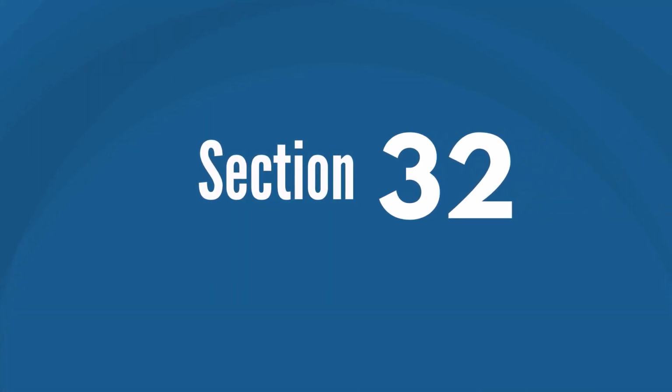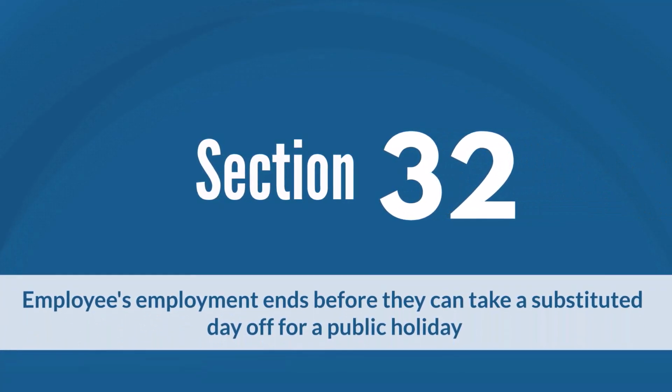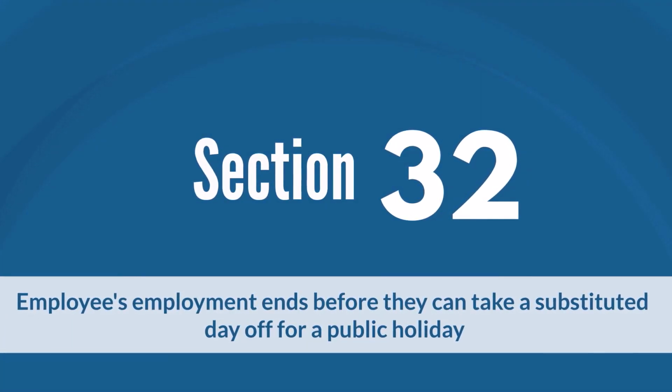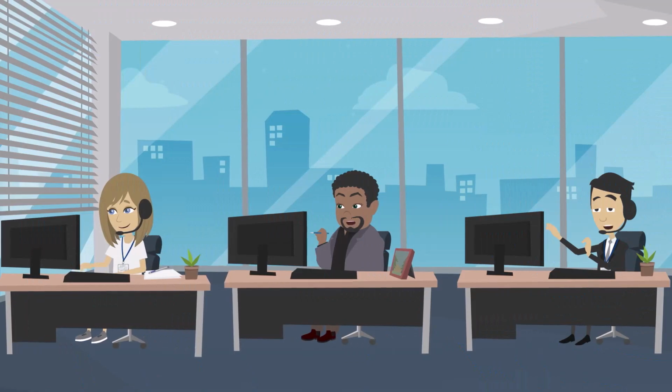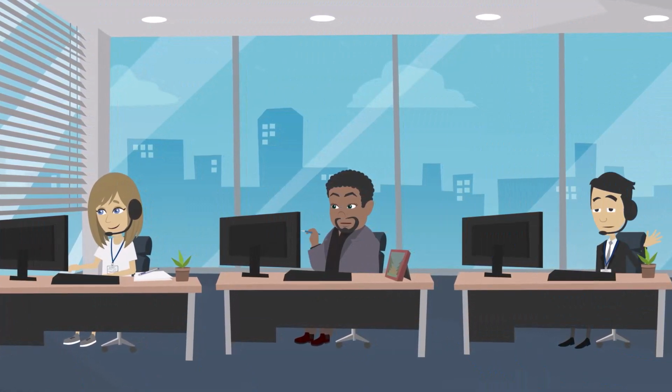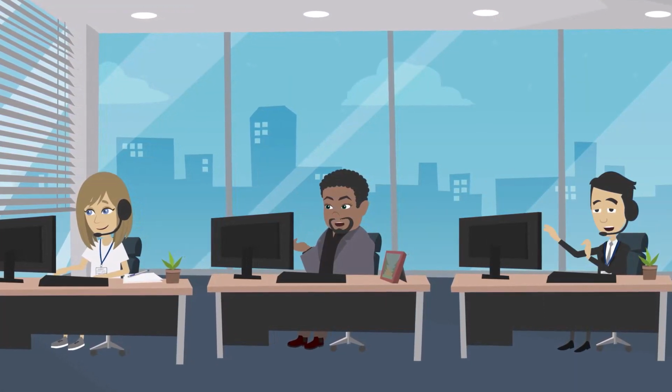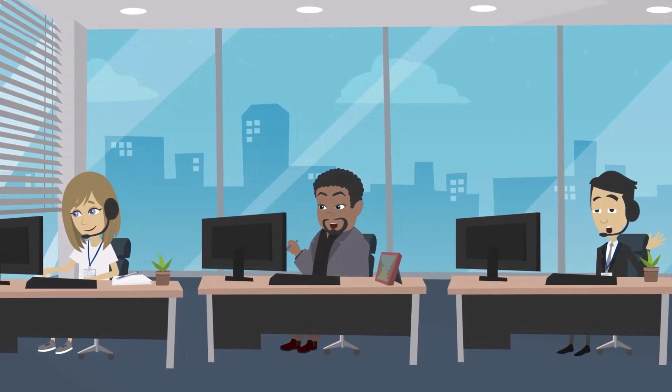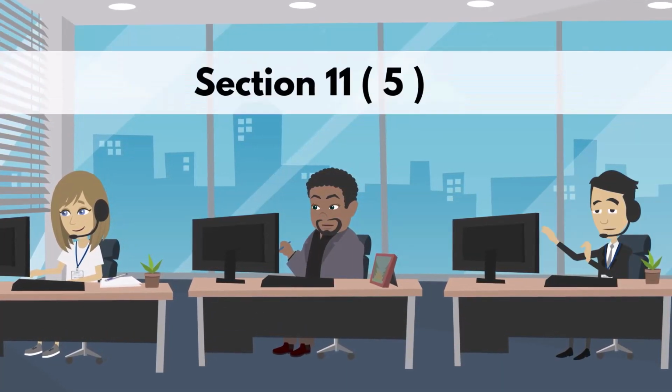Moving to section 32, this part deals with the situation where an employee's employment ends before they can take a substituted day off for a public holiday. In such cases, the employer is required to pay the employee public holiday pay for the substituted day. This payment should be calculated in accordance with subsection 11(5) of the ESA.